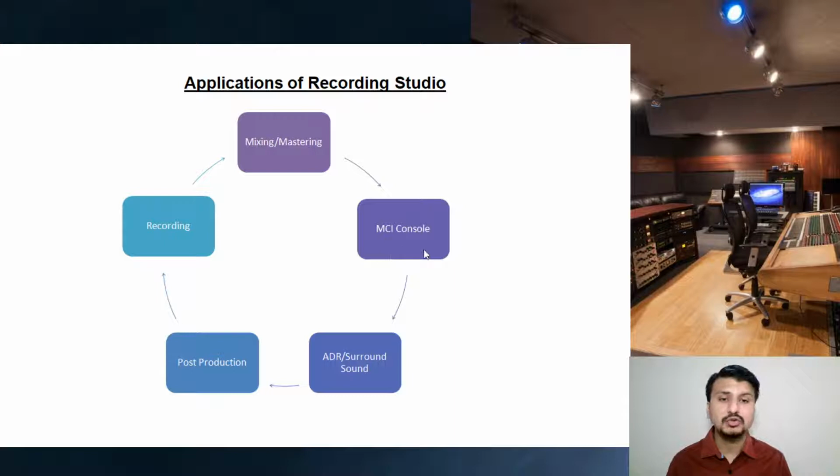MCI console. MCI generally, the model is MCI JH-400. It's the world's first commercial in-line mixing console. This console is used in the studio. Next one is ADR surround sound. ADR is generally an automated dialogue recorder. It is used generally in television, films, web series, or series.